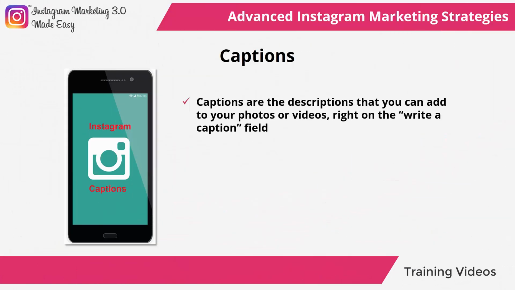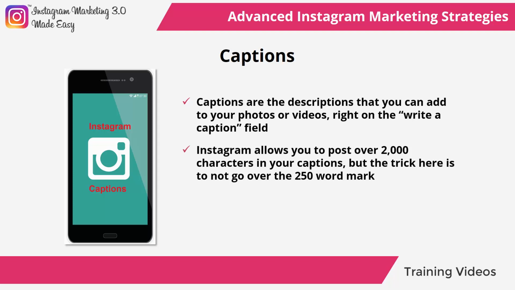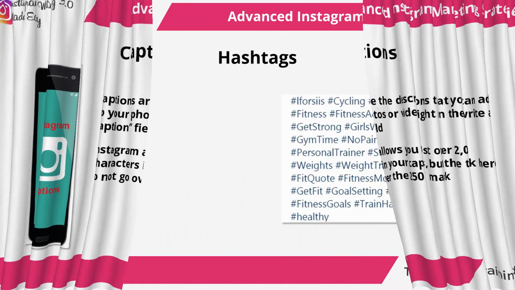Captions. Captions are the descriptions that you can add to your photos or videos, right on the Write a Caption field. The first rule about microblogging captions is that they have to be descriptive, brief, and simple. Instagram allows you to post over 2,000 characters in your captions, but the trick here is to not go over the 250 word mark. In fact, keeping it under 150 and 140 words is the ideal target. The idea is to use this brief caption for keywords relevant to your industry. If you need to add a web address, make sure to shorten it using a web service such as Bitly.